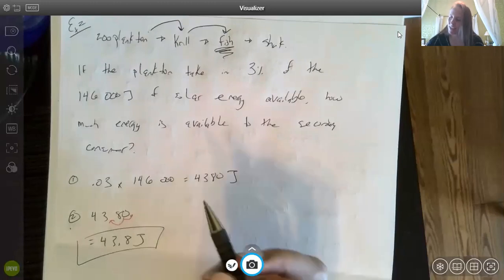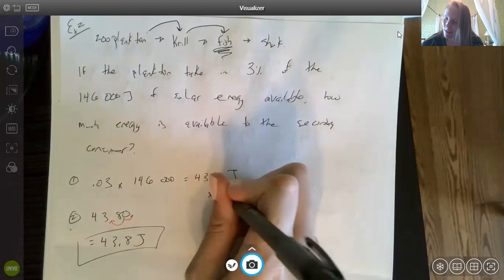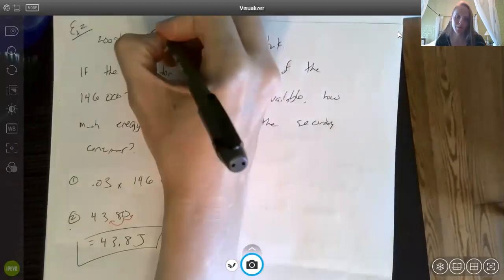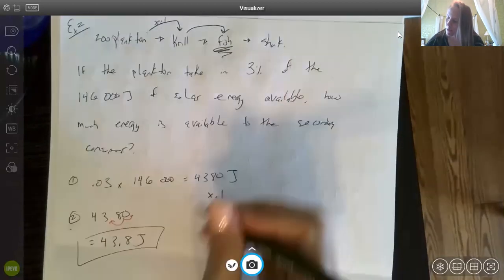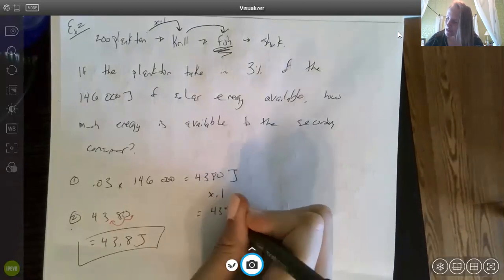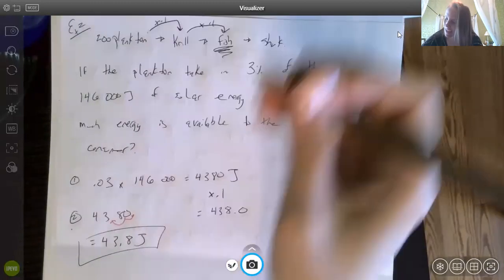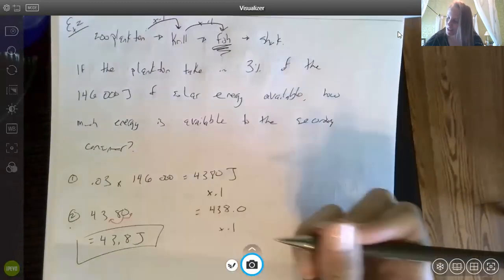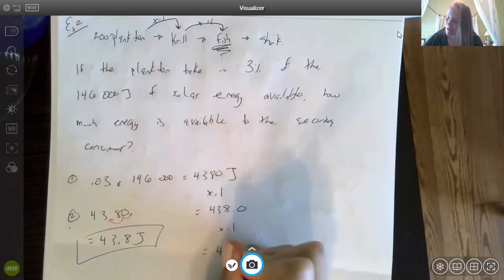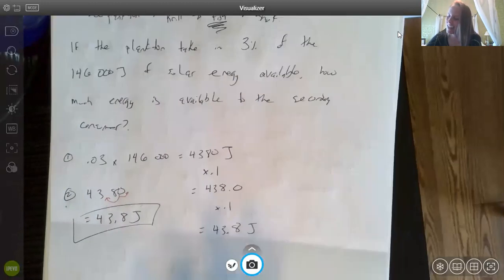I could have also taken this amount and times it by 0.1 to move up to the next trophic level, which would have got me 438.0, and then times it by 0.1 again to move up to the next trophic level, which would get me 43.8 joules. So again, whichever way you prefer doing it, it's totally fine.